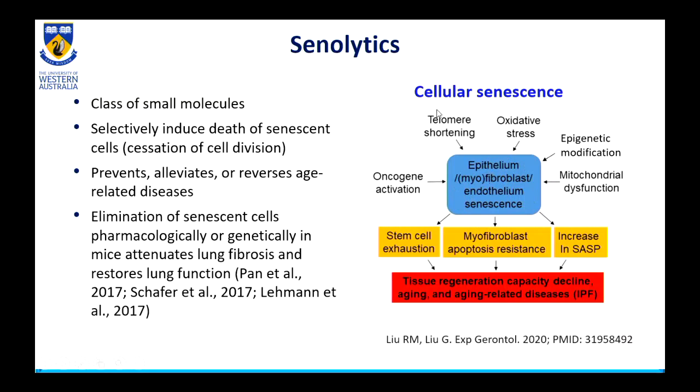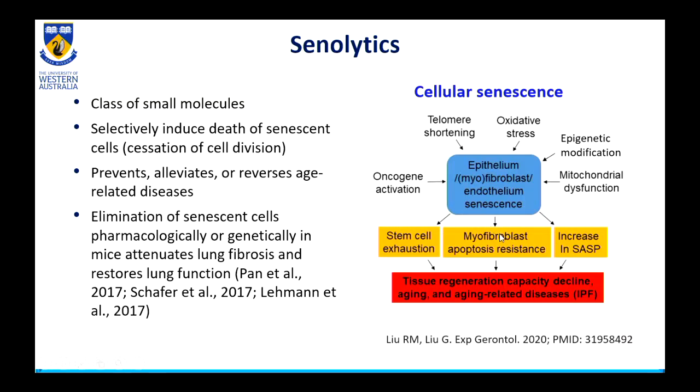But then you get normal senescence. You have telomere shortening, which leads to senescence. Oxidative stress can also lead to senescence. So these are all inducers of senescence: epigenetic modification, mitochondrial dysfunction, oncogene activation, etc. What would normally happen is that these cells would senesce and then be cleared. But in chronic diseases like fibrosis, you get stem cell exhaustion. The cells are no longer there to replenish the other cells that are damaged and need normal replacement.